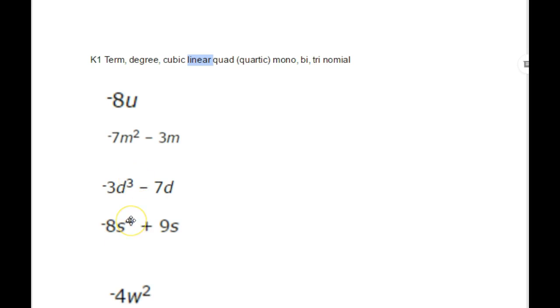Okay? For the fourth degree exponent, we call that quartic, but you don't need to know that term. Okay? So you just know linear, quadratic, and cubic. And that's what you need to know to do the next two axioms.